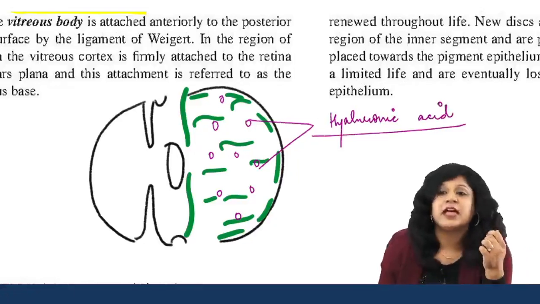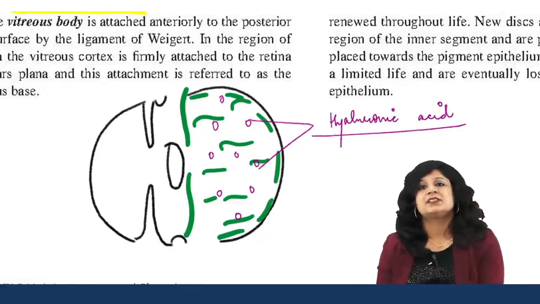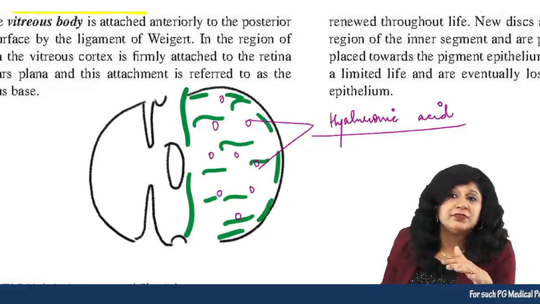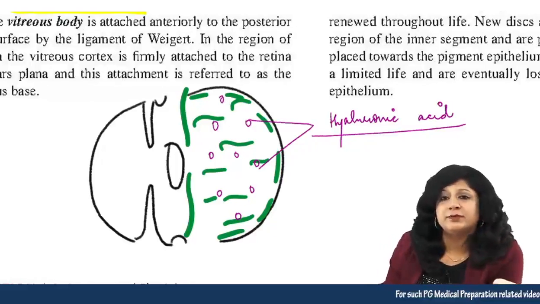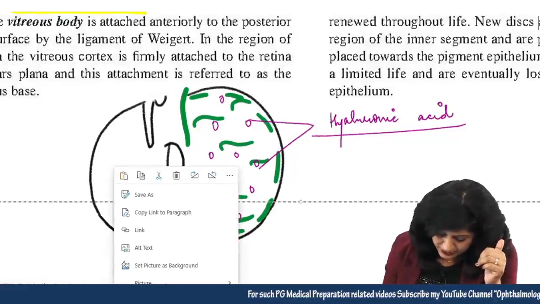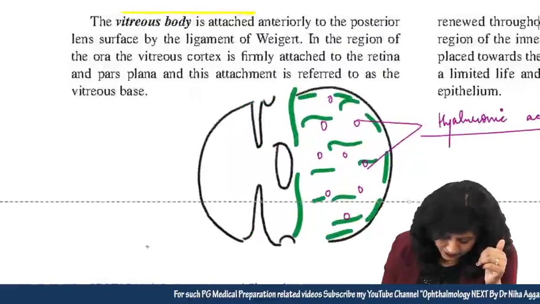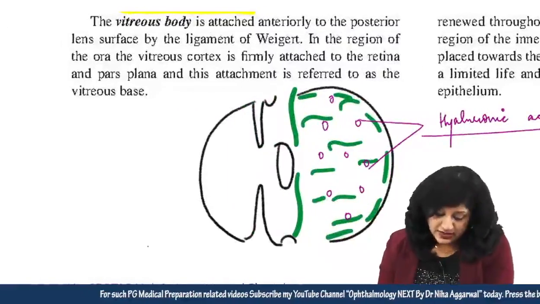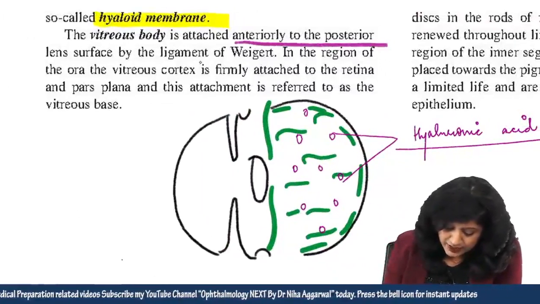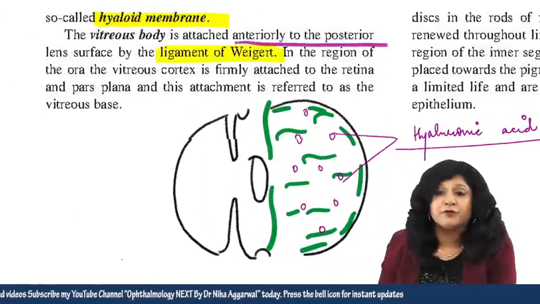So we have hyaluronic acid crystals present in the vitreous, and that is the reason the membranes formed by the vitreous are your anterior hyaloid membrane and the posterior hyaloid membrane, right? Then coming to the structure of the vitreous. The vitreous body is attached anteriorly to the posterior lens surface by the ligament of Wieger.